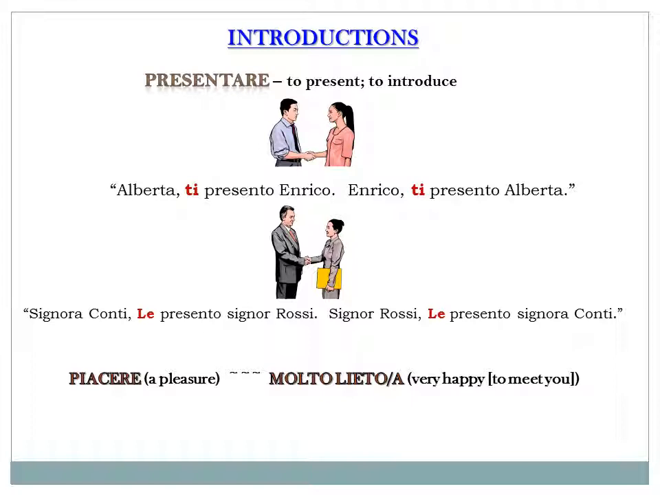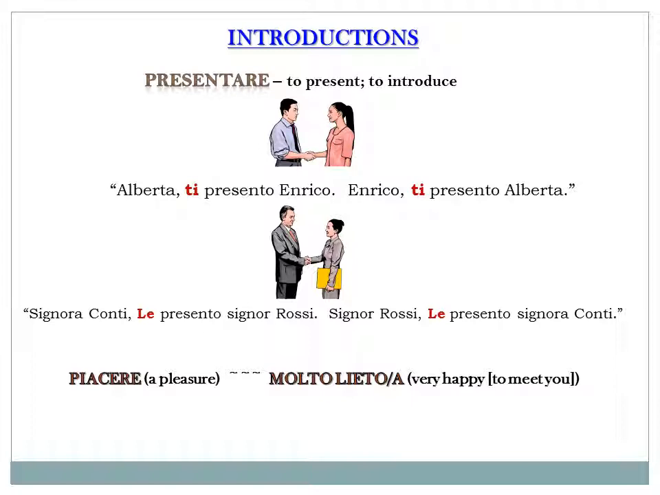In the first example, the introduction is informal because of the use of the indirect object pronoun ti, which means to you, and is directed to someone with whom you have an informal relationship. The second introduction is shown to be formal because of the use of the indirect object pronoun le, which means to you, and is directed to someone with whom you have a formal relationship.